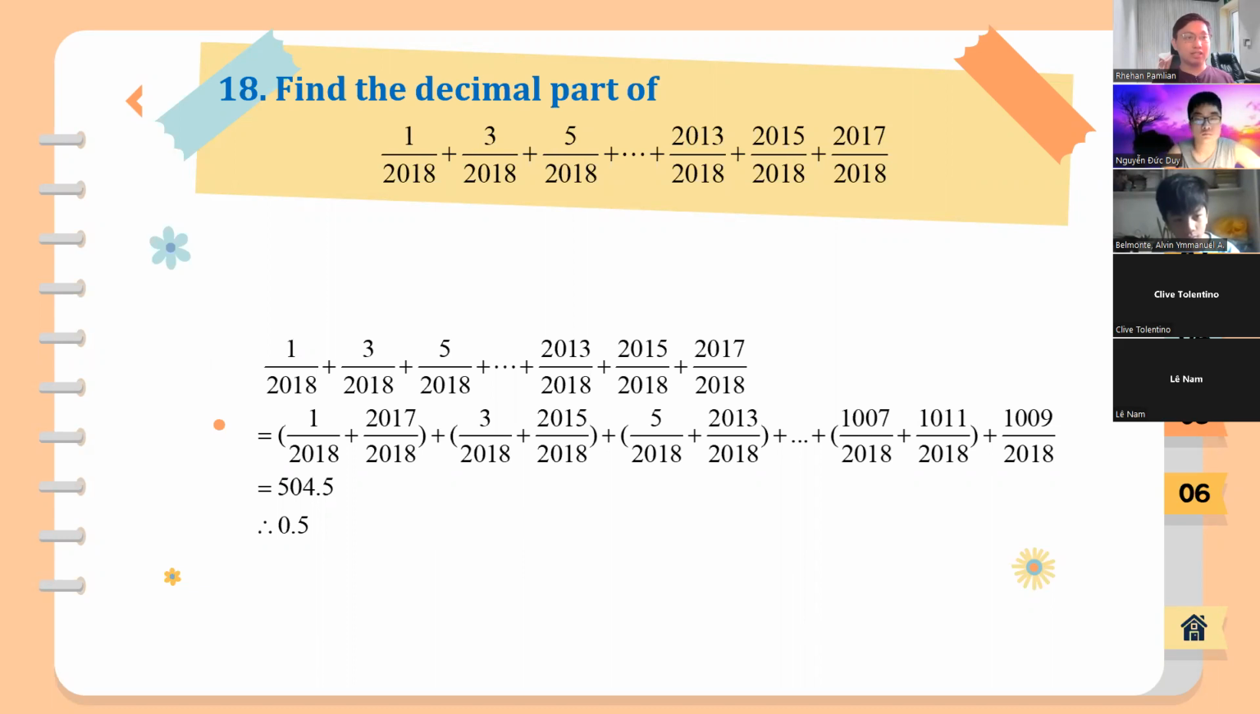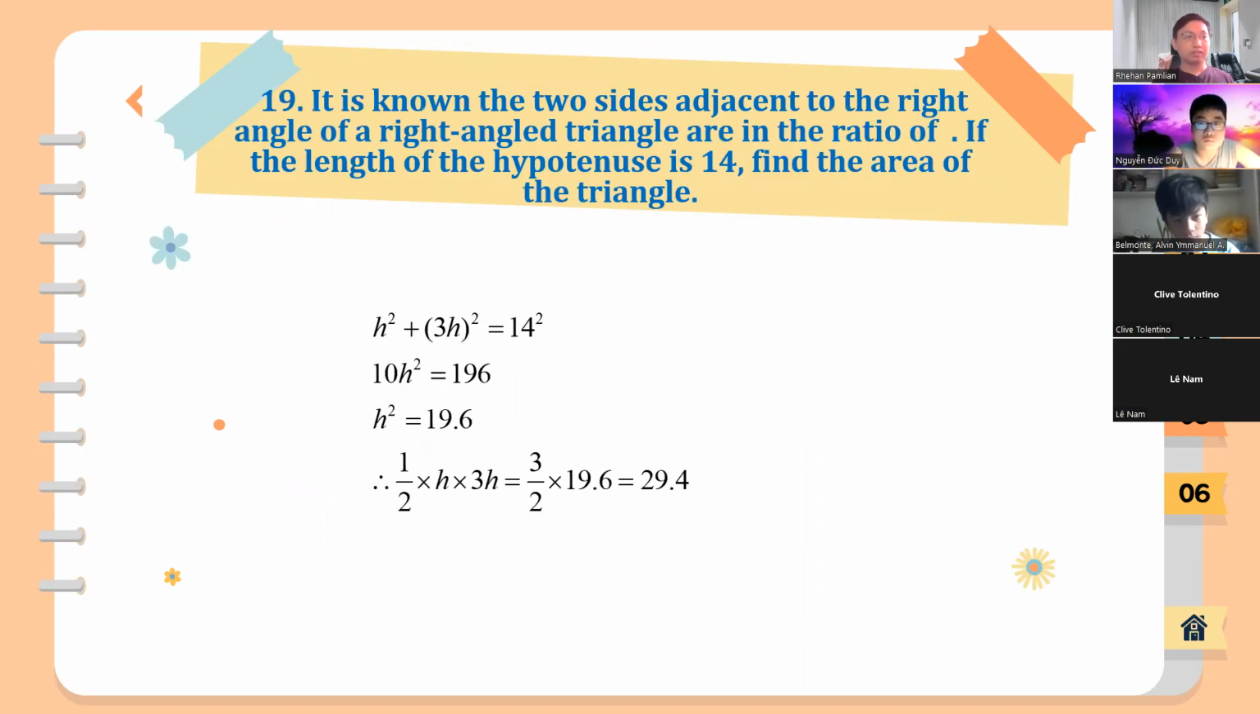So proceeding with number 19. It is known that two sides adjacent to the right angle of a right angle triangle are in the ratio of 1:3. Okay, so the ratio here is 1:3. So if the length of the hypotenuse is 14, find the area of the triangle.